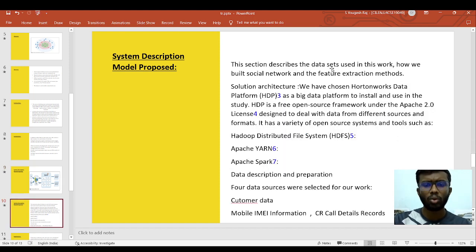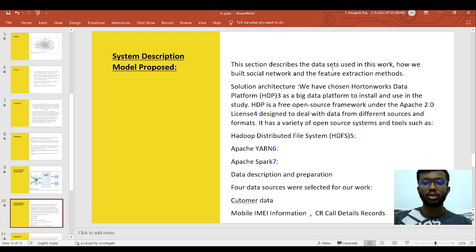What is in the system description model? We have chosen HDP 3 as a big data platform to install and use for the study. HDP is a free open source platform under the Apache 2.0 license, designed to deal with data from different sources and formats, with a variety of open source tools like HDFS, Apache Yarn, and Apache Spark. For data description and preparation, 4 data sources were selected for our work: the customer data, the mobile IMEI information, and the CDR, the call detail records.